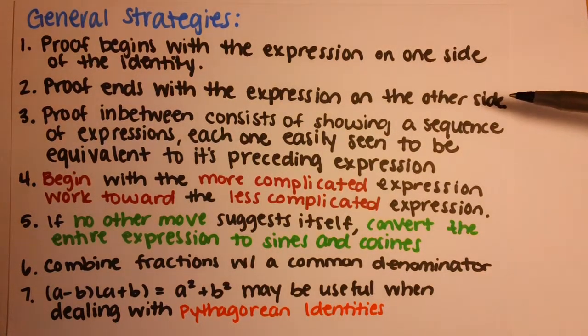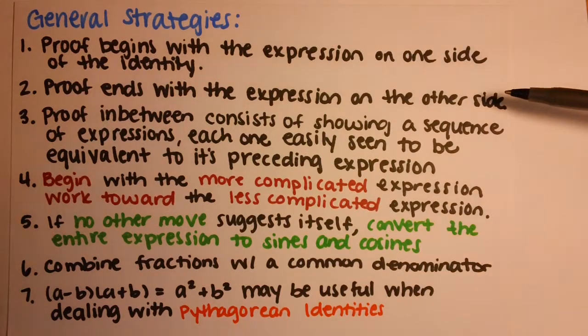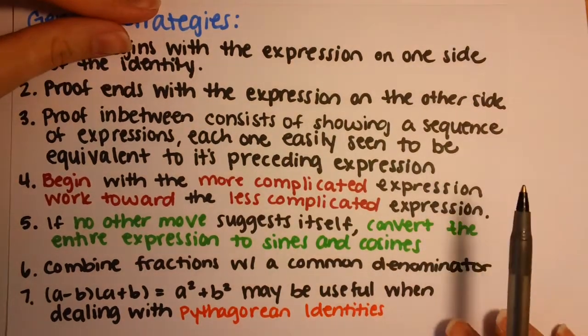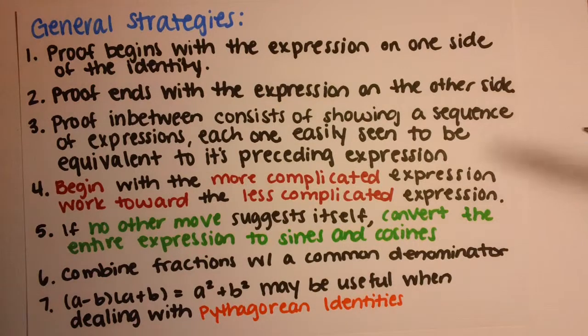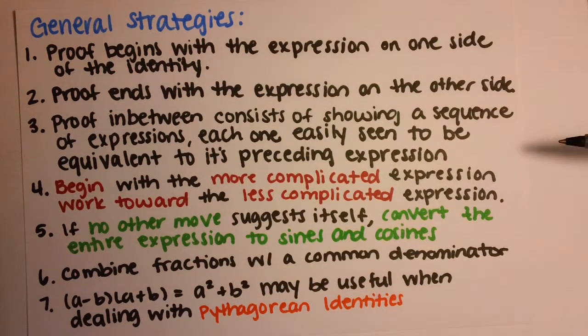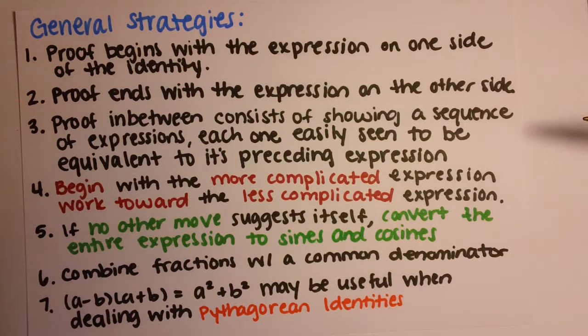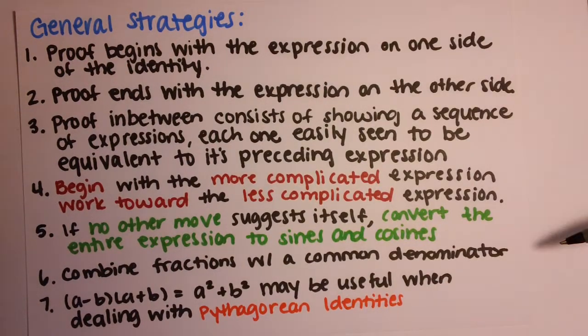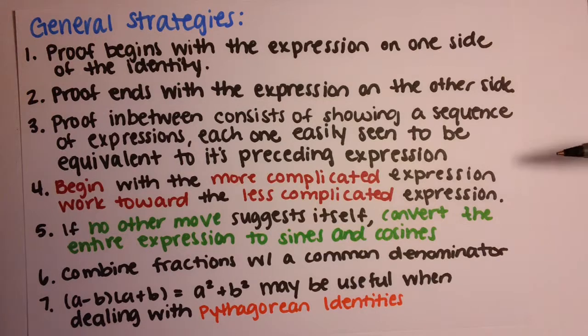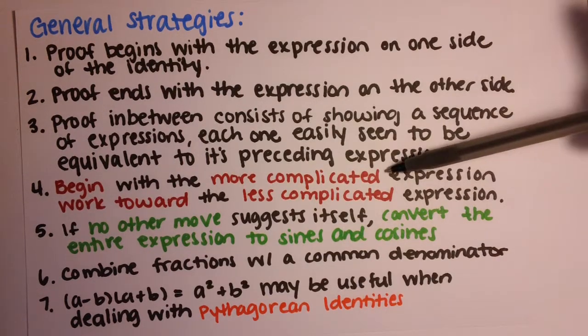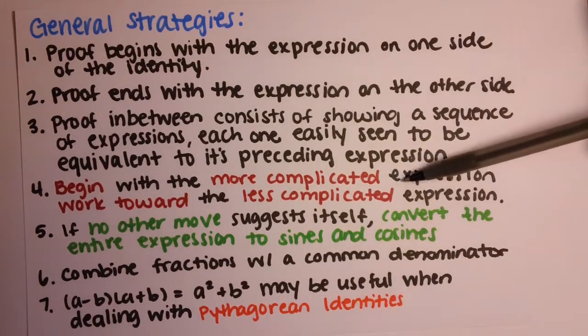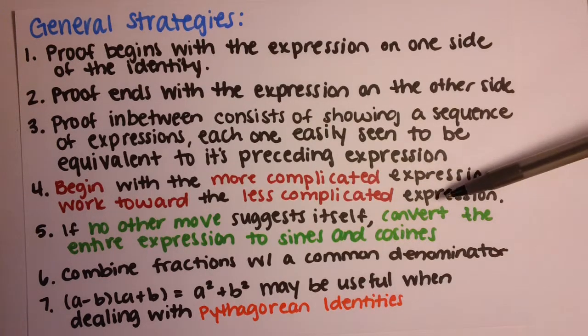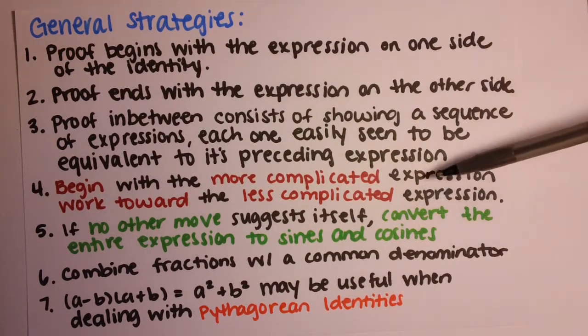So you're always working on one side. You do not want to go on both sides. The proof in the middle is showing a sequence of expressions, each one easily seen to be equivalent to the preceding expression. So you don't want to skip steps. You want to write out all of your steps to make it clear what you're doing and how it's simplifying or changing to look like what you need. It might be a good idea to begin with the more complicated expression and work toward the less complicated expression. It makes things a little easier.